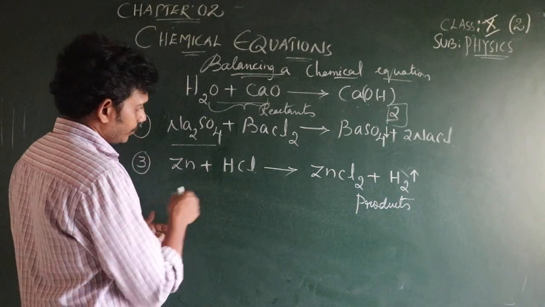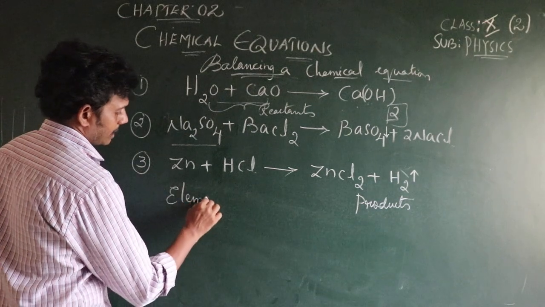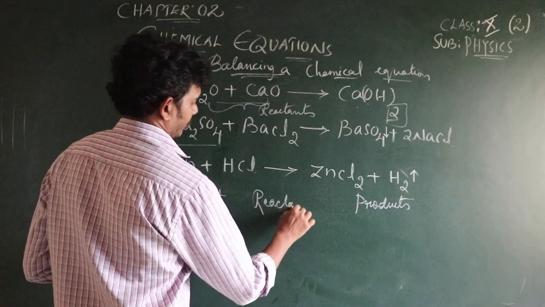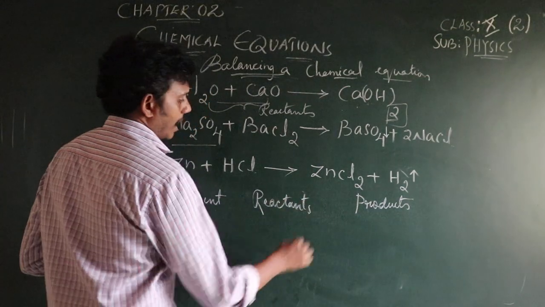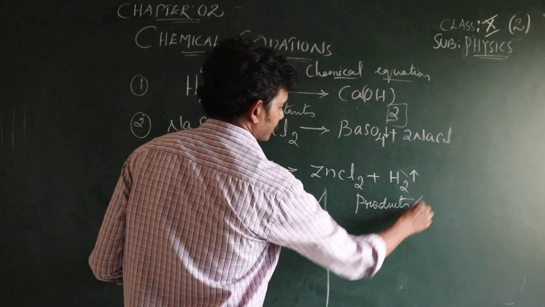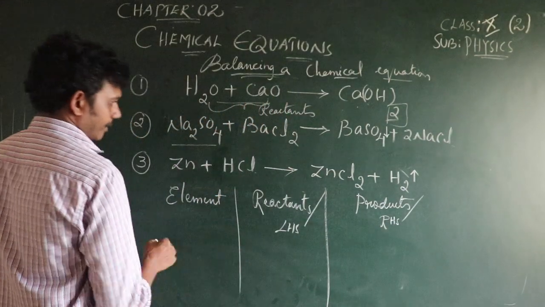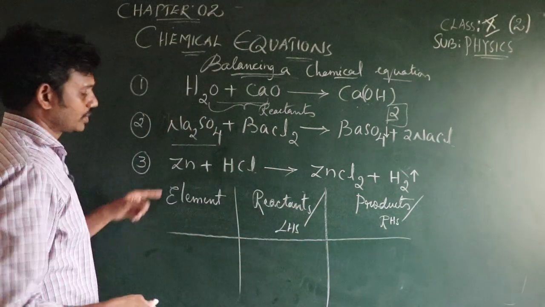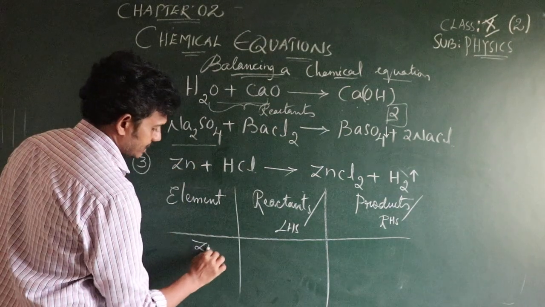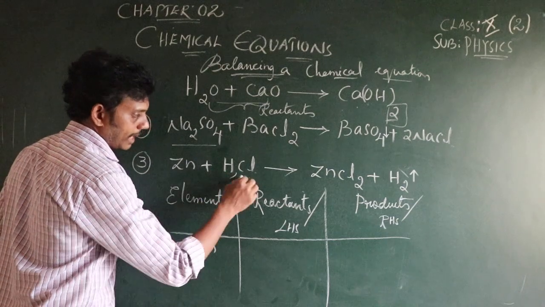So here look at this. Let's write here element, and next reactants. Some people write LHS for reactants, and next here products, we can write RHS also. After writing this, we should mention the different elements present in this. Zinc is one element. Let's write zinc, Zn, and hydrogen is the other one. These both are different. Hydrogen is separate and chlorine is separate.